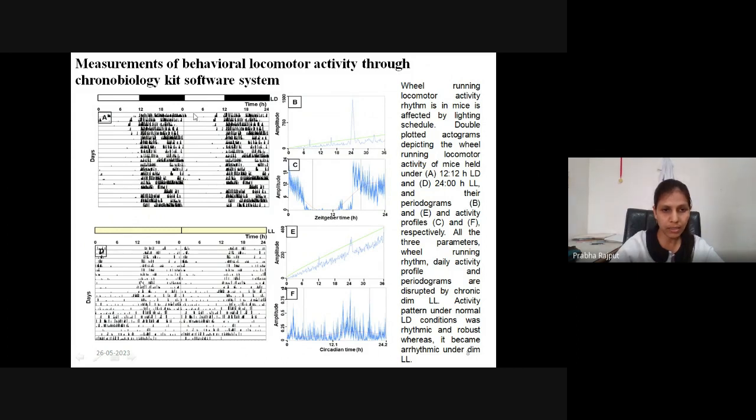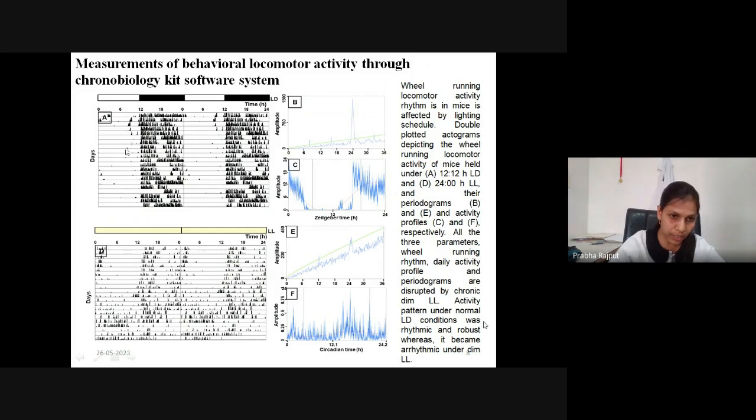But here is the case of continuous light. Here continuous light was exposed to the mice, and here you can see in the starting the body was trying to maintain the circadian rhythm.